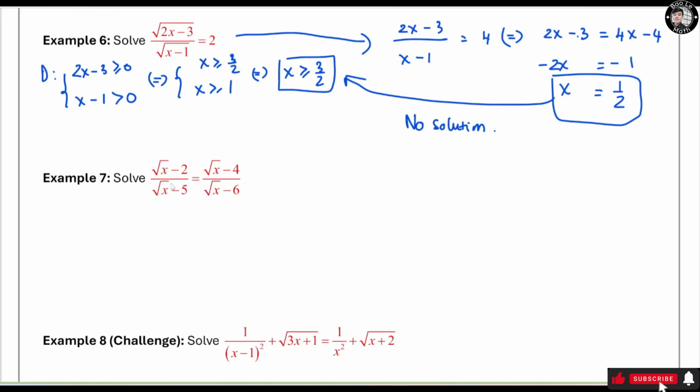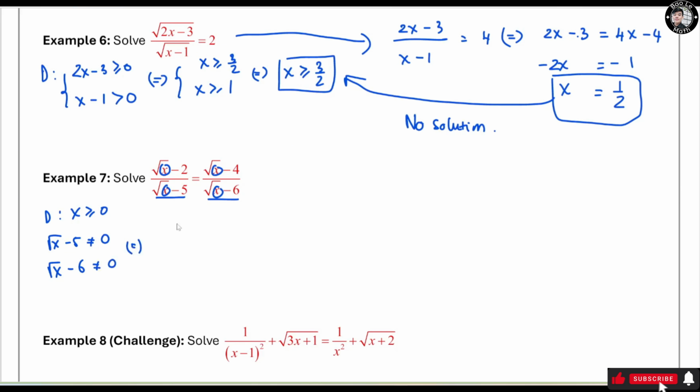Now, example number 7. We're going to find the domain, right? So, domain should be the one on the radical side greater than or equal to 0, right? So we have this guy, and this guy, right? Now, this guy in the denominator, this guy in the denominator. So, these two guys must be different from 0, right? So we have square root of s minus 5 not equal to 0. Square root of s minus 6 not equal to 0, right?